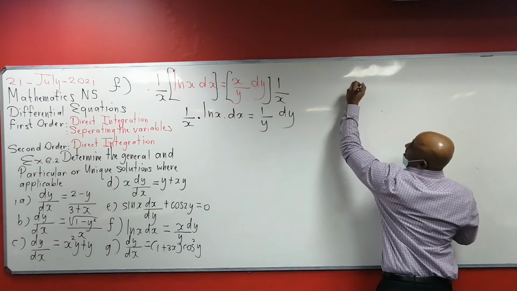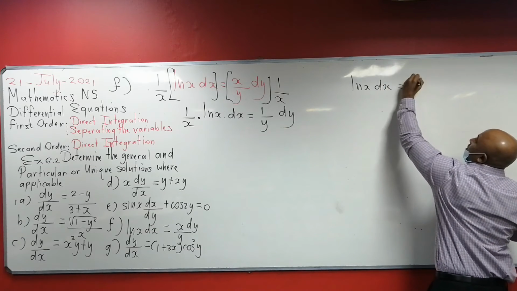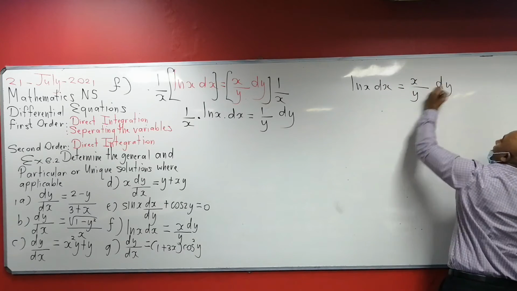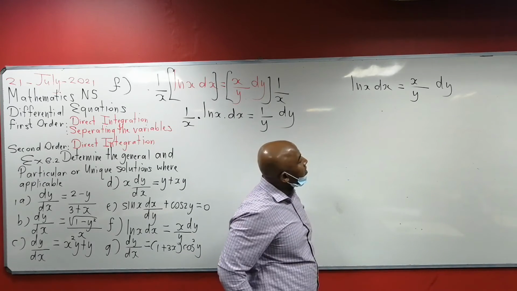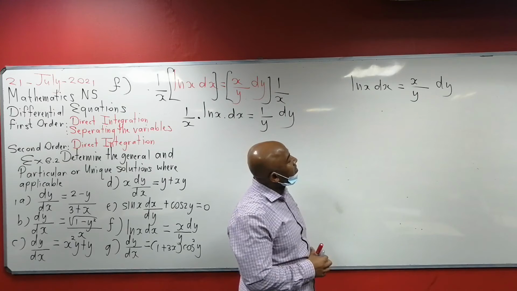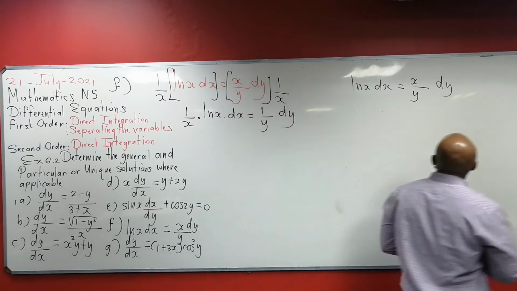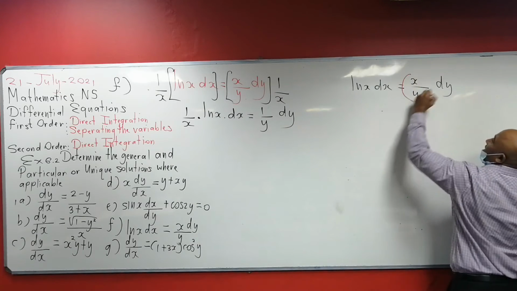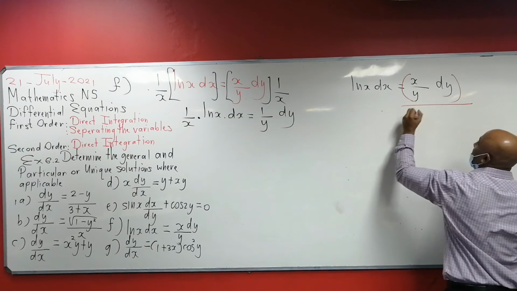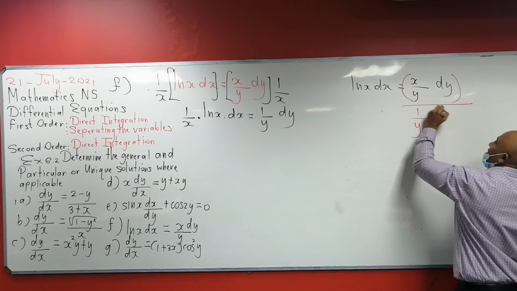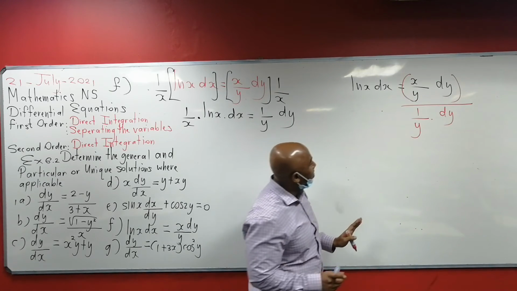So let's see, what do I have there? ln x dx is equal to x over y dy. Now what did you say? Divide by 1 over y dy on the left, and then on the right, divide including the dy too. Okay, so what you're saying is you want to divide by 1 over y times dy. That's fine. Let's see what happens now.